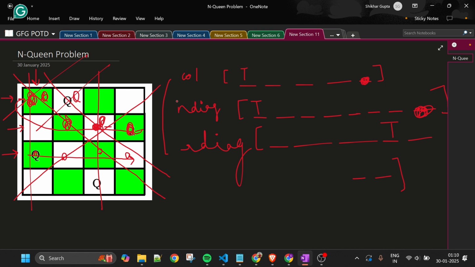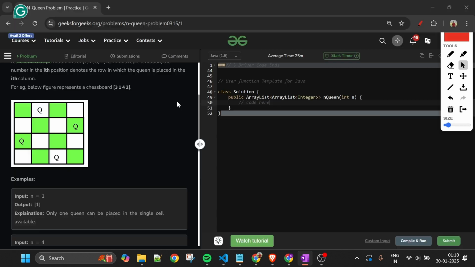Okay, I hope the approach is also crystal clear to you, but when I'm going to write the solution, everything will be sorted. Okay, all right, let's quickly move on to the solution part then.